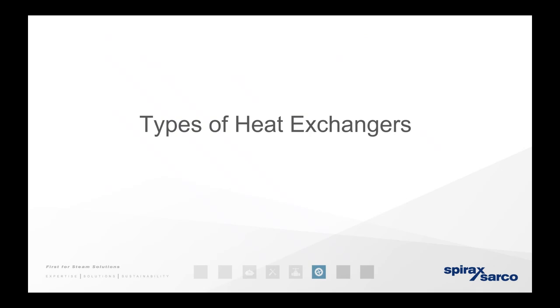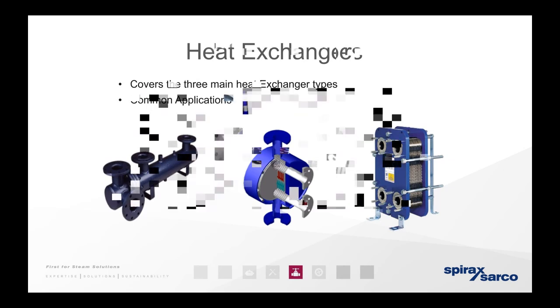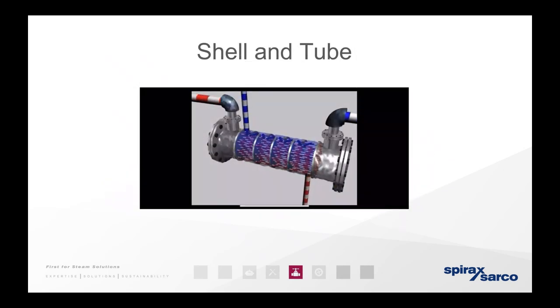So types of heat exchangers. We have three main types. We're going to cover all three and common applications. So first, this is a shell and tube. As you can see, you have the liquid coming in from the left, being heated, coming out of the bottom. Then you've got the outside shell, effectively, which is the media that's going through.